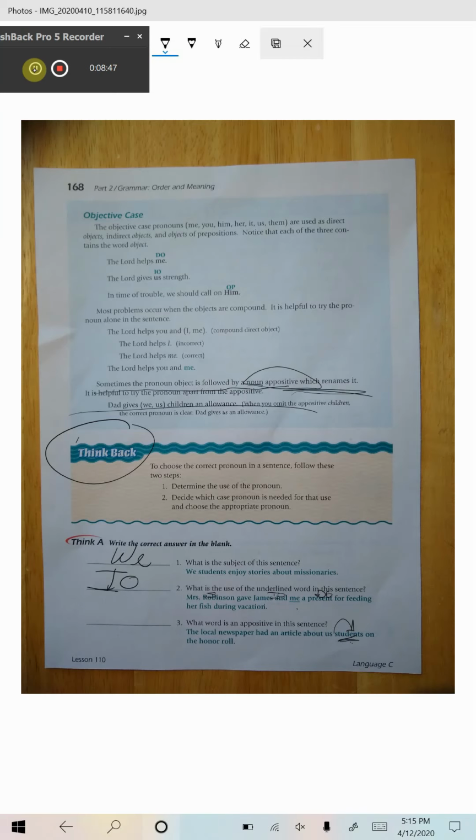So what word is the appositive in this sentence? Well, the newspaper is the subject, had an article. So has a linking verb? No, it's an action verb, and this is a direct object. About us students, that's a prepositional phrase. About us. And then students is just renaming us. So they want to know what the appositive is, and that would be students. Sorry about that. I guess I should have read everything up above.